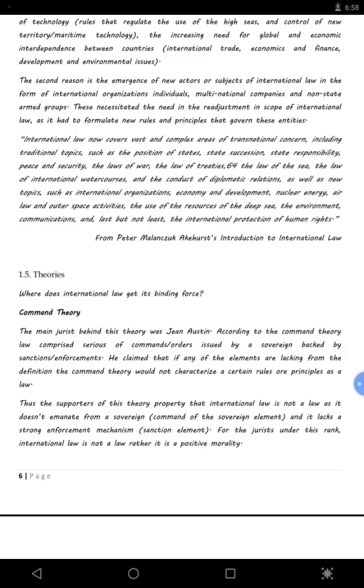1.5. Theories. Where does international law get its binding force? Command theory. The main jurist behind this theory was John Austin. According to the command theory, law comprises a series of commands, orders issued by a sovereign backed by sanctions, enforcements. He claimed that if any of the elements are lacking from the definition, the command theory would not characterize certain rules or principles as a law. Thus the supporters of this theory propose that international law is not a law as it doesn't emanate from a sovereign command, the sovereign element, and it lacks a strong enforcement mechanism, the sanction element. For the jurists under this view, international law is not a law, rather it is a positive morality.